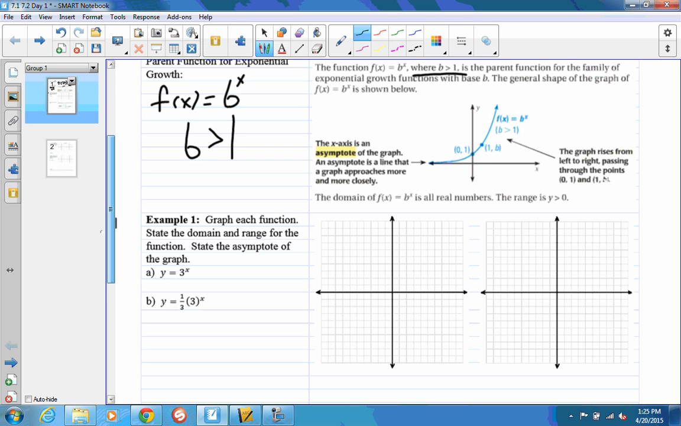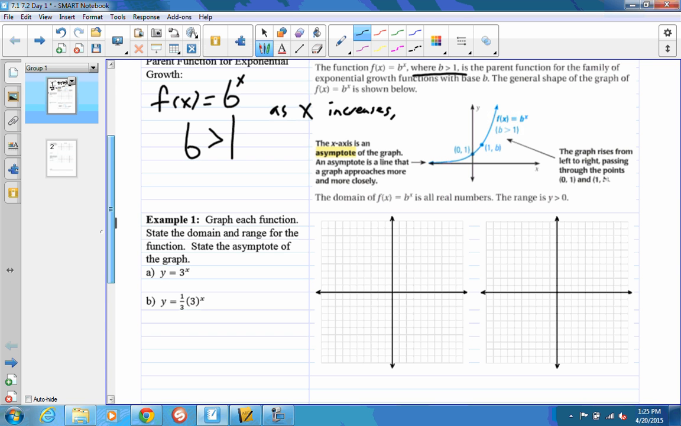The other way of defining exponential growth is this. Look at my parent function. As x increases, what happens to y? It also increases. It doesn't just increase, though. And this is going to sound crazy. It increases at an increasing rate. Whoa, I know, right? So as x goes up, y goes up.